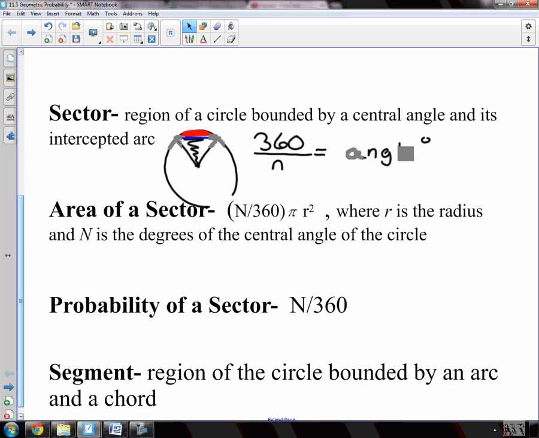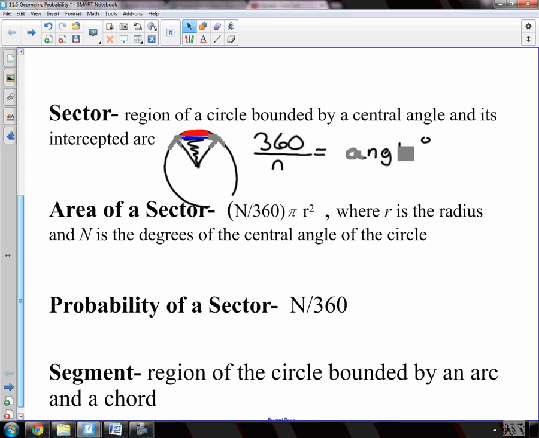Besides this sector, what other shape do you see up there that is recognizable? Triangle. So we're going to do what we've been doing the past couple of days. Find the area of the sector, and then subtract the area of the triangle. And if they want the probability of hitting it in a whole circle, at that point you would just divide by the total area of the circle.